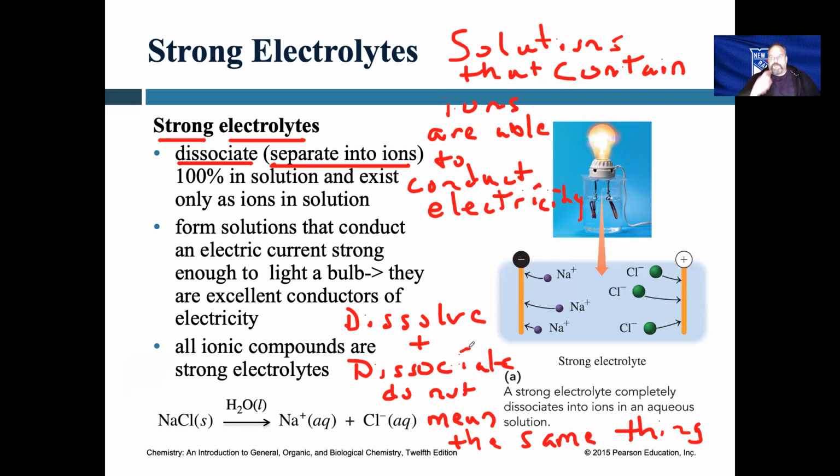Because there are some substances that dissolve into solution and they will separate into ions, either totally or partially. And therefore, not only did that substance dissolve, but that substance also dissociated. But there are other substances that will dissolve into solution, but will remain totally as whole molecules upon doing so. And therefore, that substance dissolved, but it did not dissociate. Okay? So dissolve and dissociate technically do not mean the same thing.